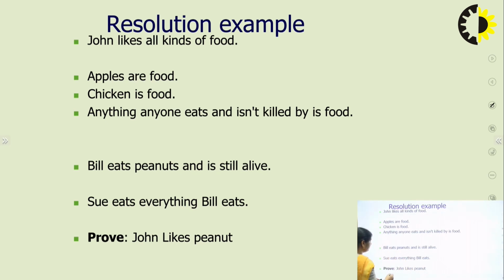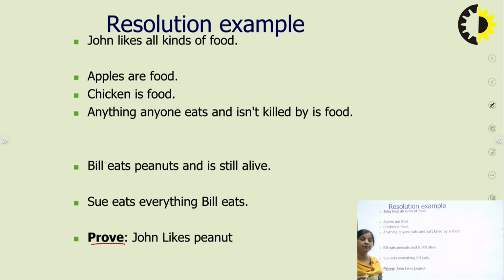So what is to be proven here? That is, John likes peanut. Now let us consider all the statements one by one. So what is the first statement? John likes all kinds of food. It means we have to find out all kinds of food.